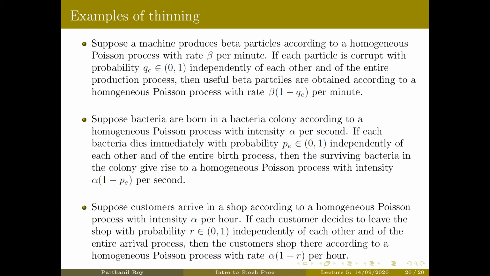Okay, so this is where we would like to stop today. In the next lecture, we'll give a proof of the thinning result. And as we will see, it will basically verify that this n bar t has independent increments and stationary and Poissonian increments, and also it starts at 0.